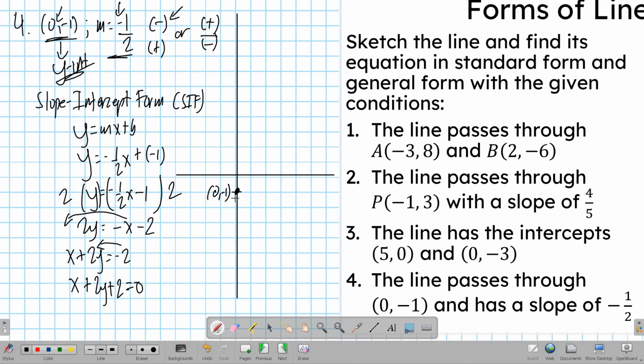So, if we do that, mula dito sa baba, we go down 1. Tapos, positive na kanan ka, 1, 2. So, dito. So, this is one point na kasama dun sa line dahil dun sa slope.